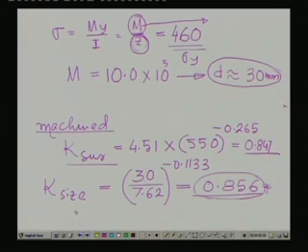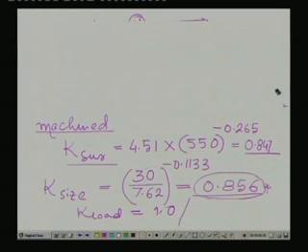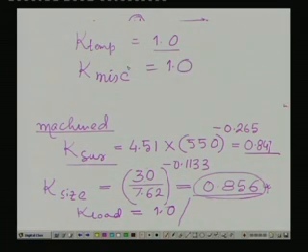However, because it is pure bending, K load comes out to be 1.0, and we have not talked about the temperature factor. Let us assume ambient temperature, that means much less than 300 degrees centigrade. So we can assume K temperature to be 1.0, and let us take K miscellaneous also to be 1.0.